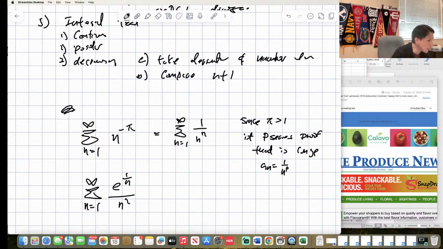So the first one's very easy to prove. Since p is greater than 1, it automatically converges due to the p-series, and that's the way you should write it. You should say, since p is greater than 1.